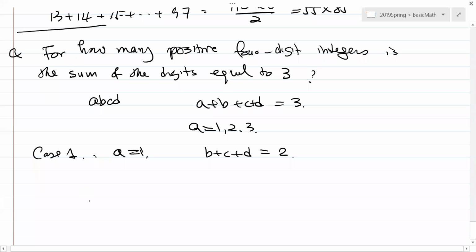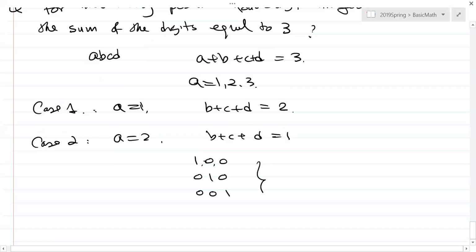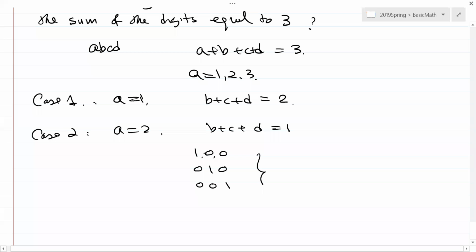And then the second case is A equals 2. Okay, A equals 2, then B plus C plus D equals 1. Then that's not many choices, okay? It's easy to solve this case. Let's figure out this first. Because the difficult part is A equals 1, okay? Now, when A equals 2, you see A, B, C, D are digits, but only one of them can be 1, right? It could be 1, 0, 0, right? It could be 0, 1, 0. It can be 0, 0, 1. So there are three four-digit integers with that property, okay? Begin with 2, okay?